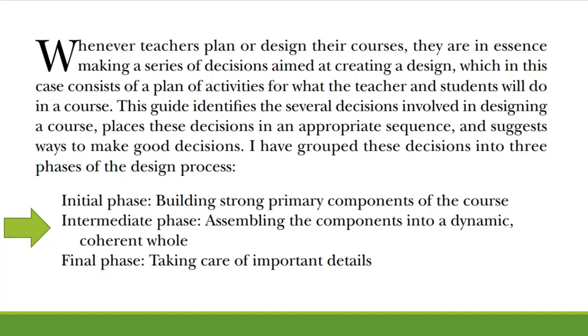So when teachers plan or design their courses, we're making a series of decisions aimed at creating a design which consists of a plan of activities for what the teacher and students will do in that course. This guide identifies the several decisions involved in designing a course, places these decisions in an appropriate sequence, and suggests ways to make good decisions. Now, the textbook author has developed or grouped these decisions into 3 phases: the initial phase, the intermediate phase, and the final phase. The initial phase is building strong primary components of the course. The intermediate phase is assembling the components into a dynamic, coherent whole. And the final phase is taking care of important details.